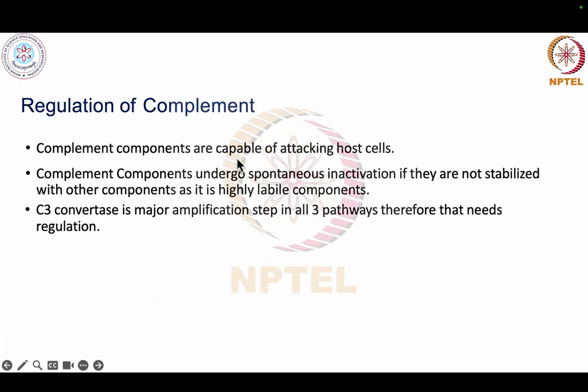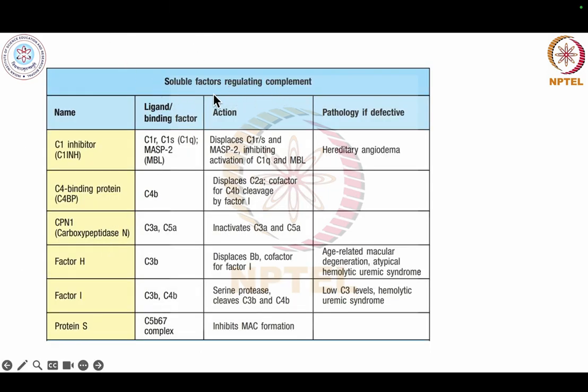Regulation of complement. Complement components are capable of attacking host cells. Complement components undergo spontaneous inactivation if they are not stabilized with other components, as they are highly labile. C3 convertase is a major amplification step in all three pathways. So this C3 convertase you have to remember, because it is common in all three pathways and therefore needs regulation. Soluble factors regulate complement. You need not recall all these things, but an important one is that protein S binds the C5b, 6 and 7 complex, and its action is to inhibit MAC formation. MAC means membrane attack complex formation, which protein S inhibits.